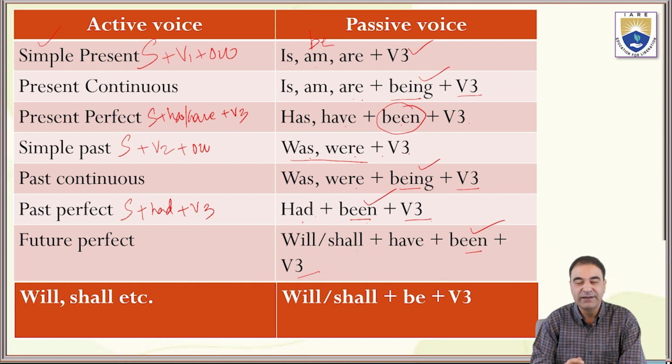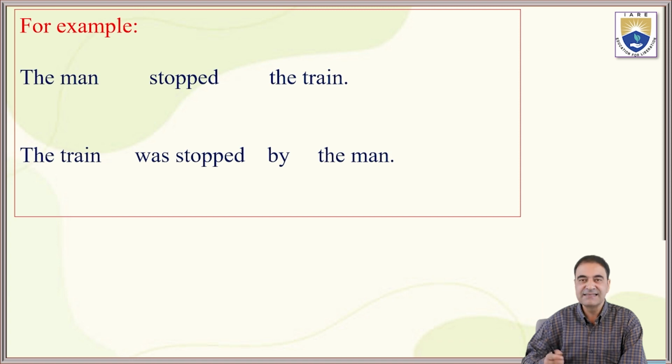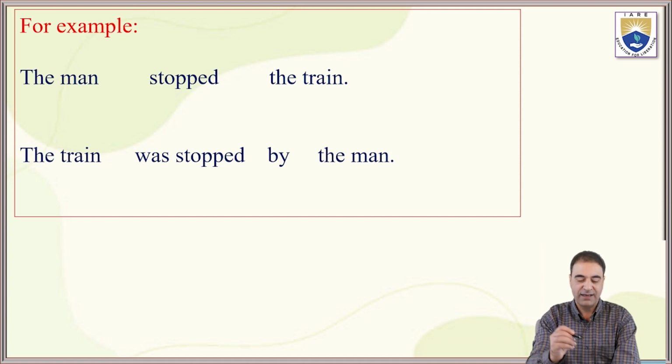Now the next one is modal auxiliaries like will, shall, can, etc. We use will, shall, plus be, plus verb in third form. Now we will take some examples so as to understand this.